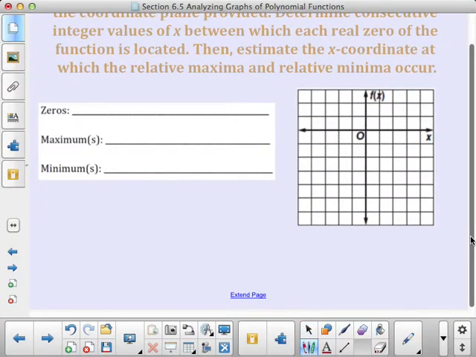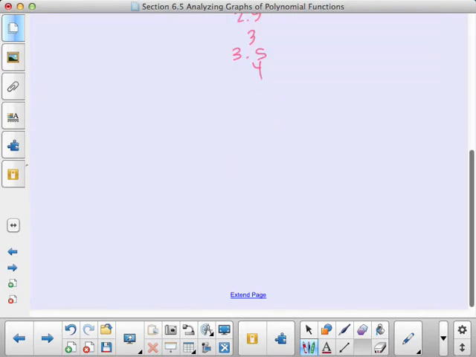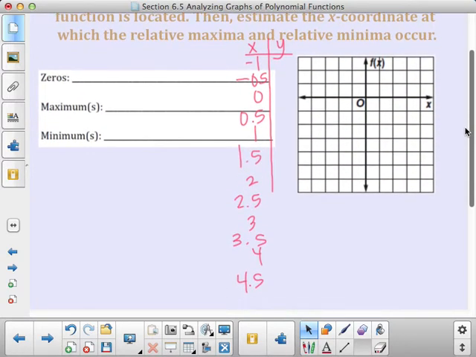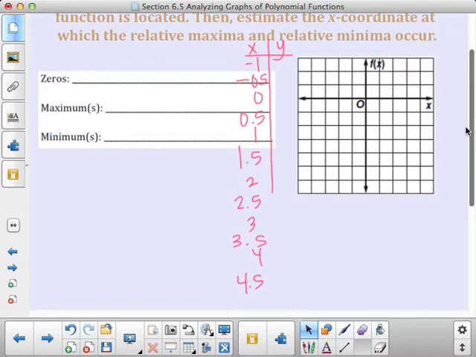Kind of a little crowded, so just write small. So we're going to go negative 1, negative 0.5, 0, 0.5, 1, 1.5, 2, 2.5, 3, 3.5, 4, and lastly 4.5. So we're going to get the table of values on our calculator, then we're going to graph everything. Okay, so once again, going back to our calculator.